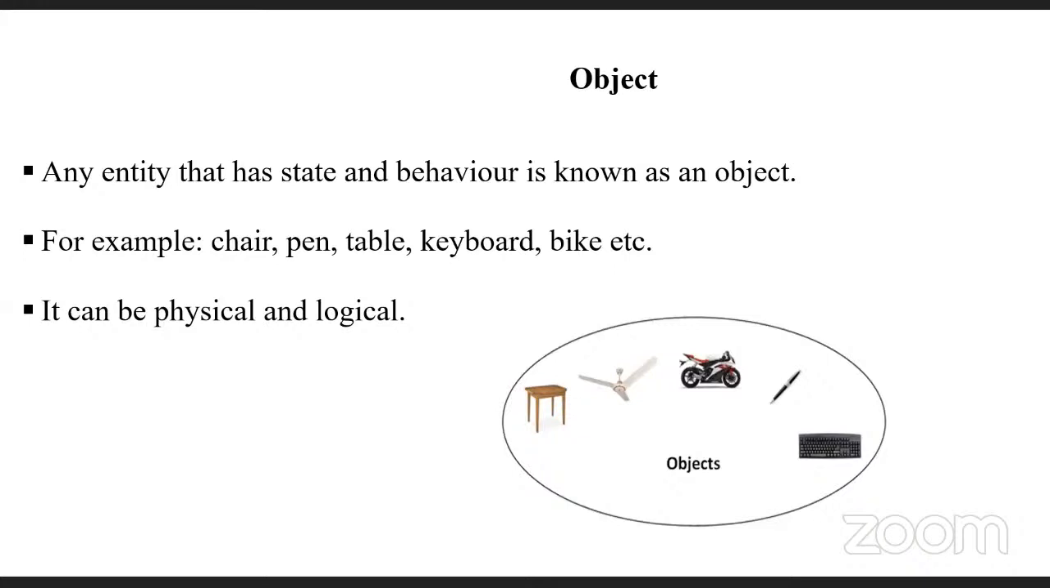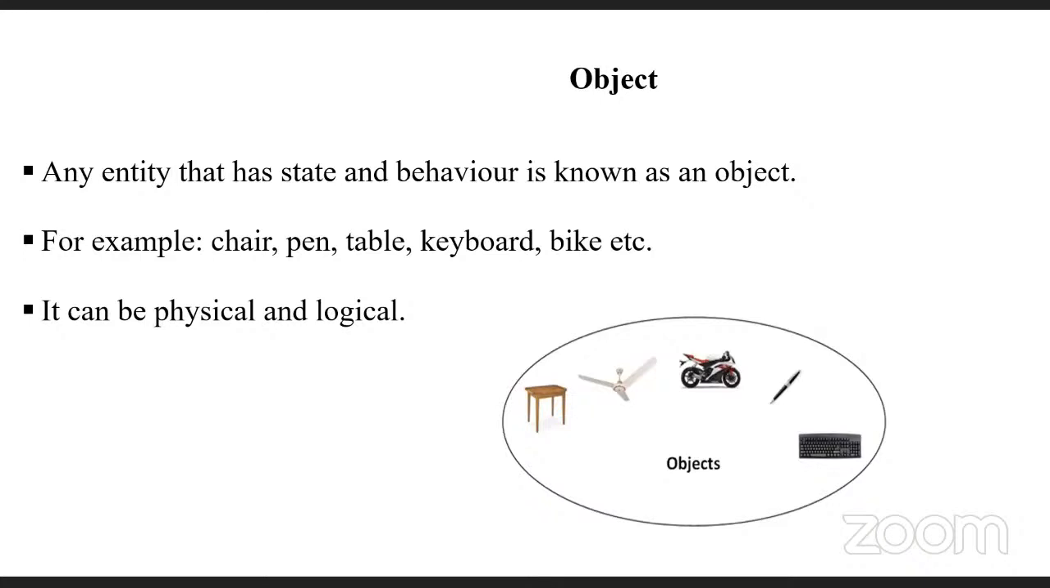For example, take one object as chair, pen, table, keyboard, bike, etc. Whatever I'm going to display here, chair, fan, bike, pen, keyboard, I'm going to consider as object only. Why? Because it is object oriented programming. It contains state and behavior. What does state mean? Properties of the object, whereas behavior represents functionality of the object.